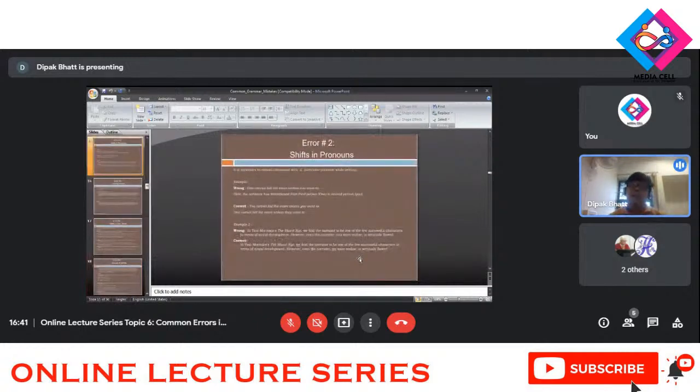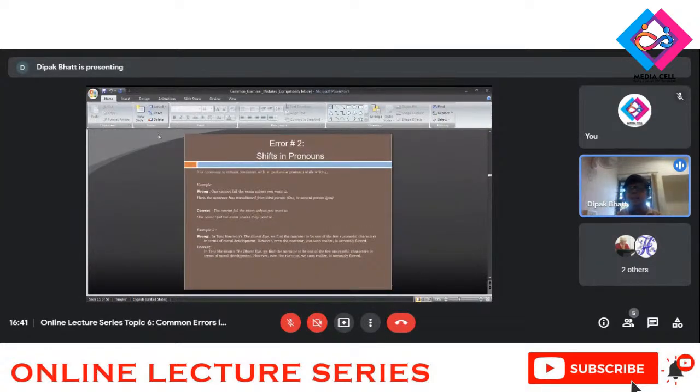The second error is the error of pronouns. Do not mix the pronouns. For example, here there is a sentence. One cannot fail the exam unless you want to. Now listen to this sentence very properly. One cannot fail the exam unless you want to. Now, when you are using one cannot, that means one as a pronoun, do not use the other pronoun, you, in your sentence. Okay.